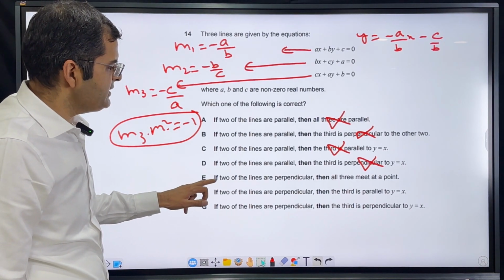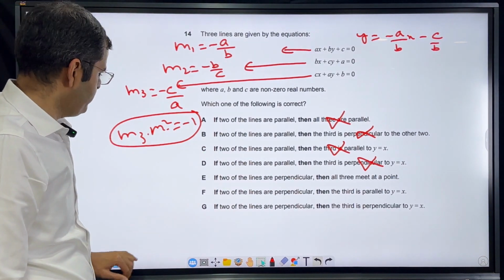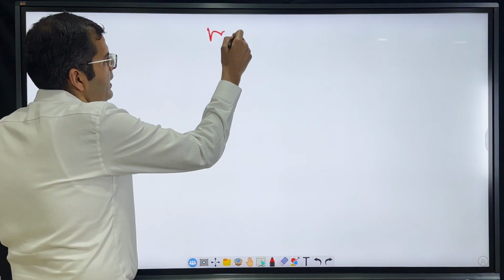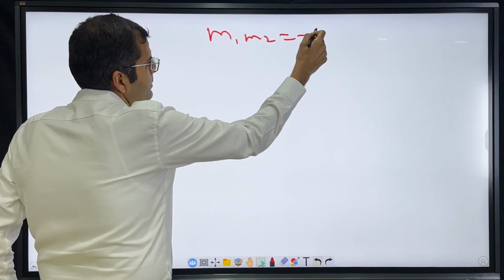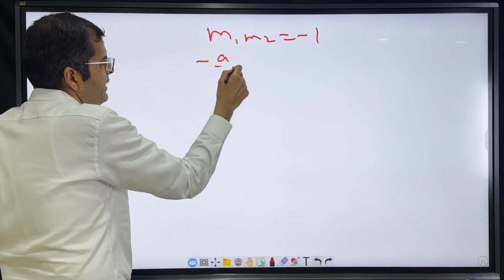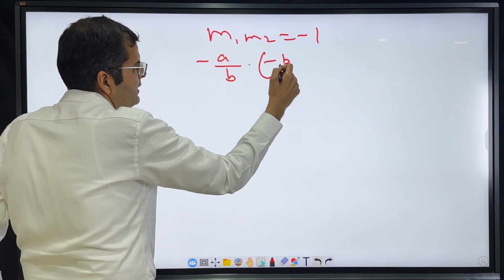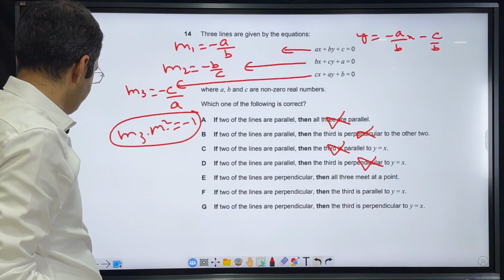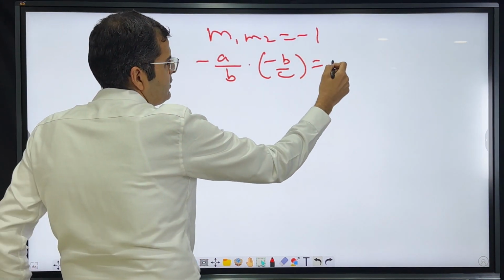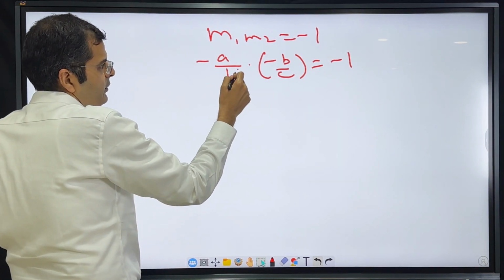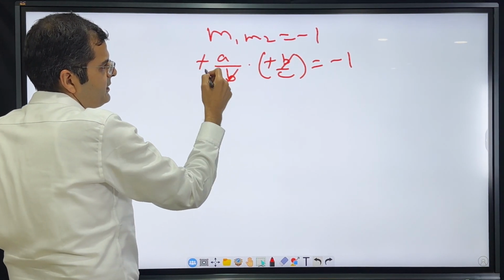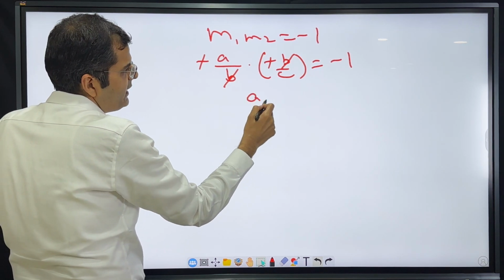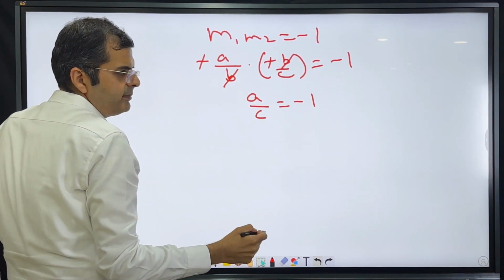Now the option is if 2 lines are perpendicular. If 2 lines are perpendicular, m1 into m2 is equal to minus 1. So m1 is minus A by B into m2 is minus B by C. Minus A by B into minus B by C is given to be minus 1. So from here B goes away, this minus minus becomes plus, and I get A upon C is equal to -1.